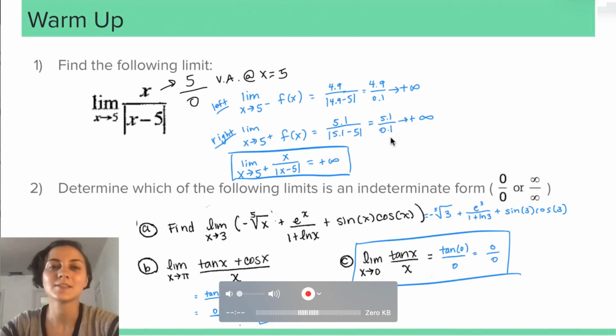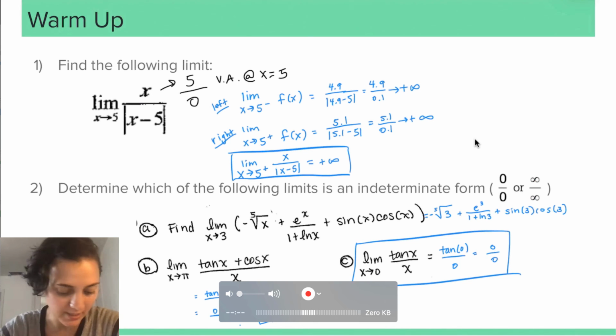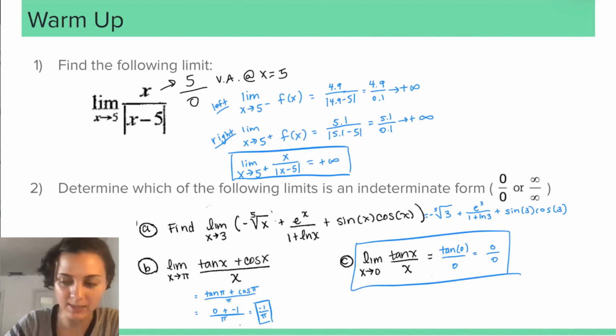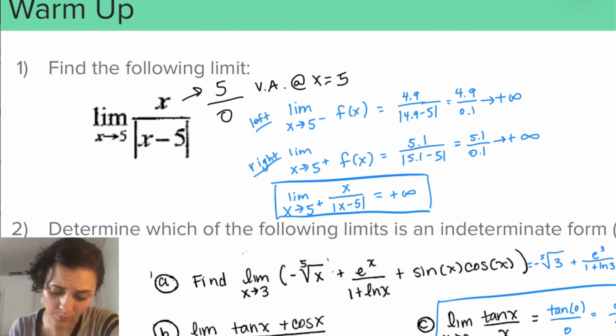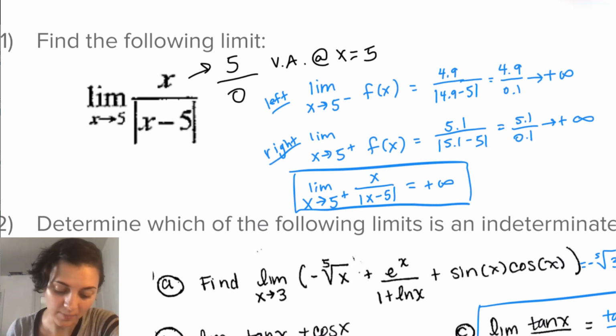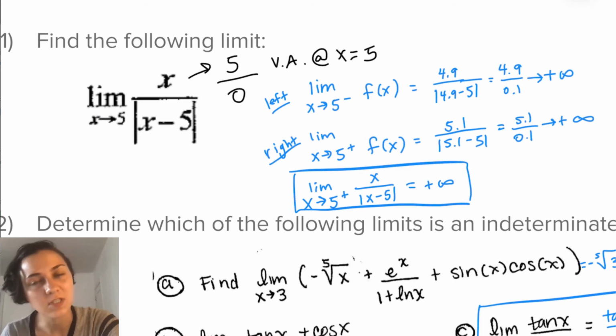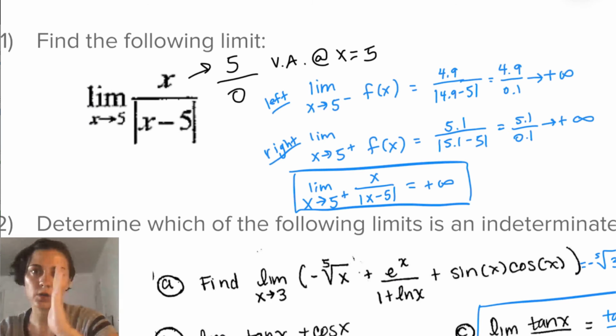Hello! So you should have tried the warm-up on your own. Now you see I've already shown my answers, so just to walk through them real quick for those who may have missed one of the problems. When we try to solve this limit up here, the limit as x approaches 5 of x over x minus 5, we get 5 over 0, and 5 over 0 is undefined. We don't want to just say that equals 0. It's undefined, which means that there's a vertical asymptote there.